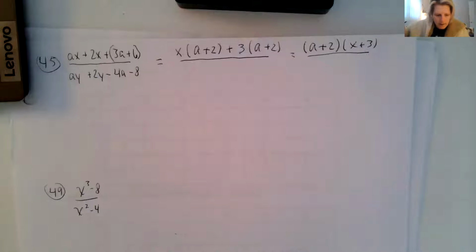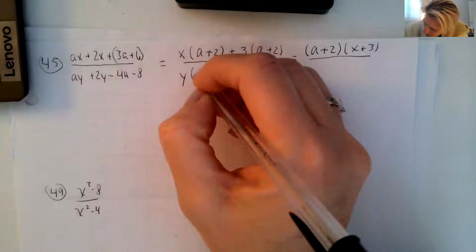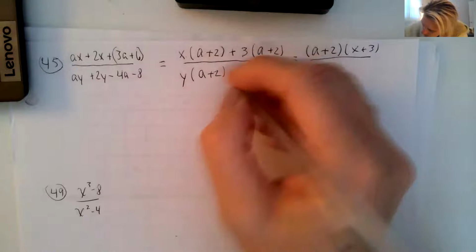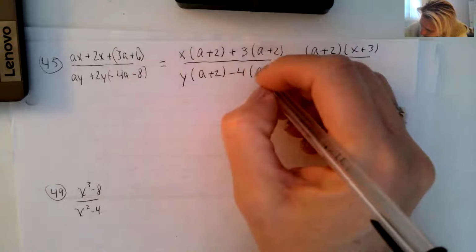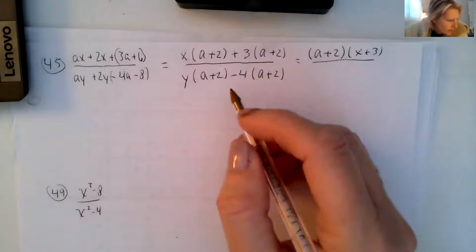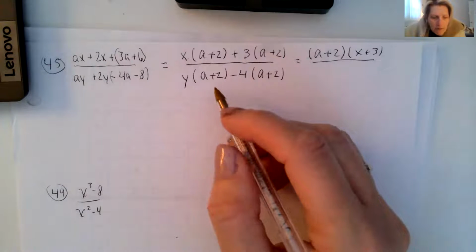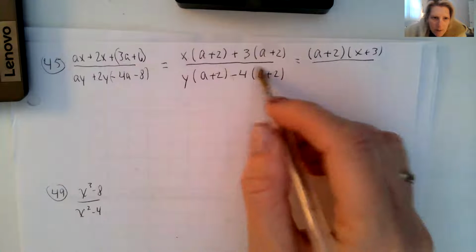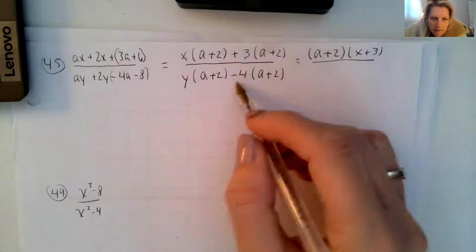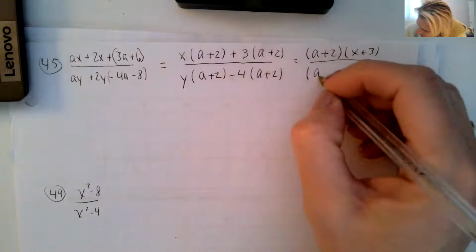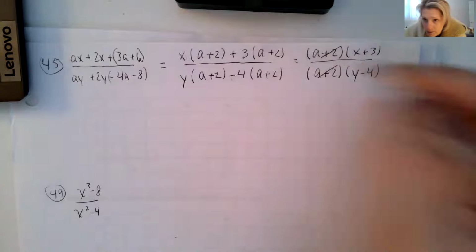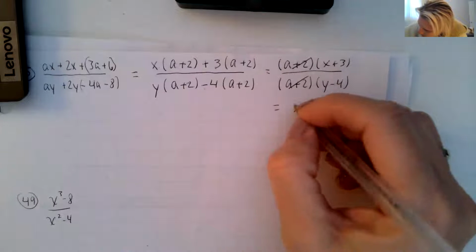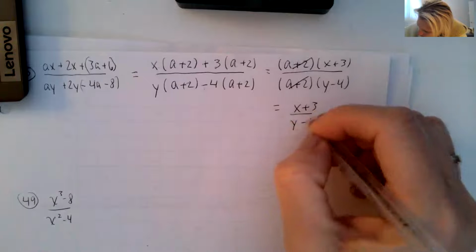And likewise, in the denominator, we're going to do the same thing. We have a y in common, and we have an a plus 2 left over. And then here, we're going to factor out a negative 4, so that we again have an a plus 2 left over. You can see if we distribute that back through, we get a negative 4a minus 8. So that does work out. And then we have factored fully a plus 2 and y minus 4. And then the a plus 2's cancel, and we have x plus 3 over y minus 4.